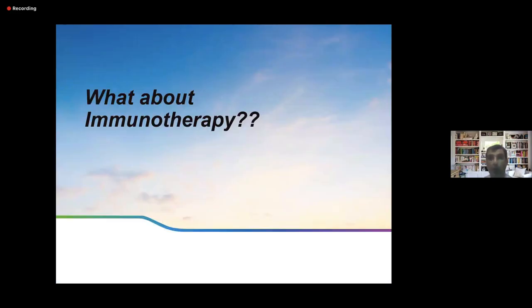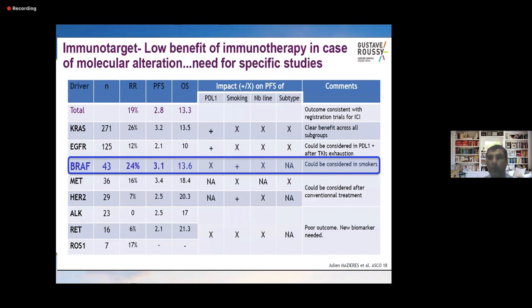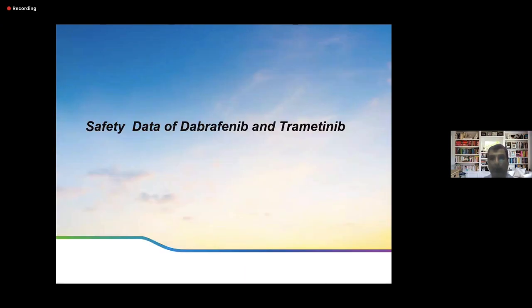Now, what about immunotherapy? Immunotherapy definitely has some amount of role. So even if your patient fails dabrafenib and trametinib, the response rate was around 24%, which is what we normally see in an unselected patient. So maybe immunotherapy could also be considered in smokers. But my gut feeling and my level of thinking is that anybody with an oncogene-related lung cancer should be given a TKI first and then be given immunotherapy.